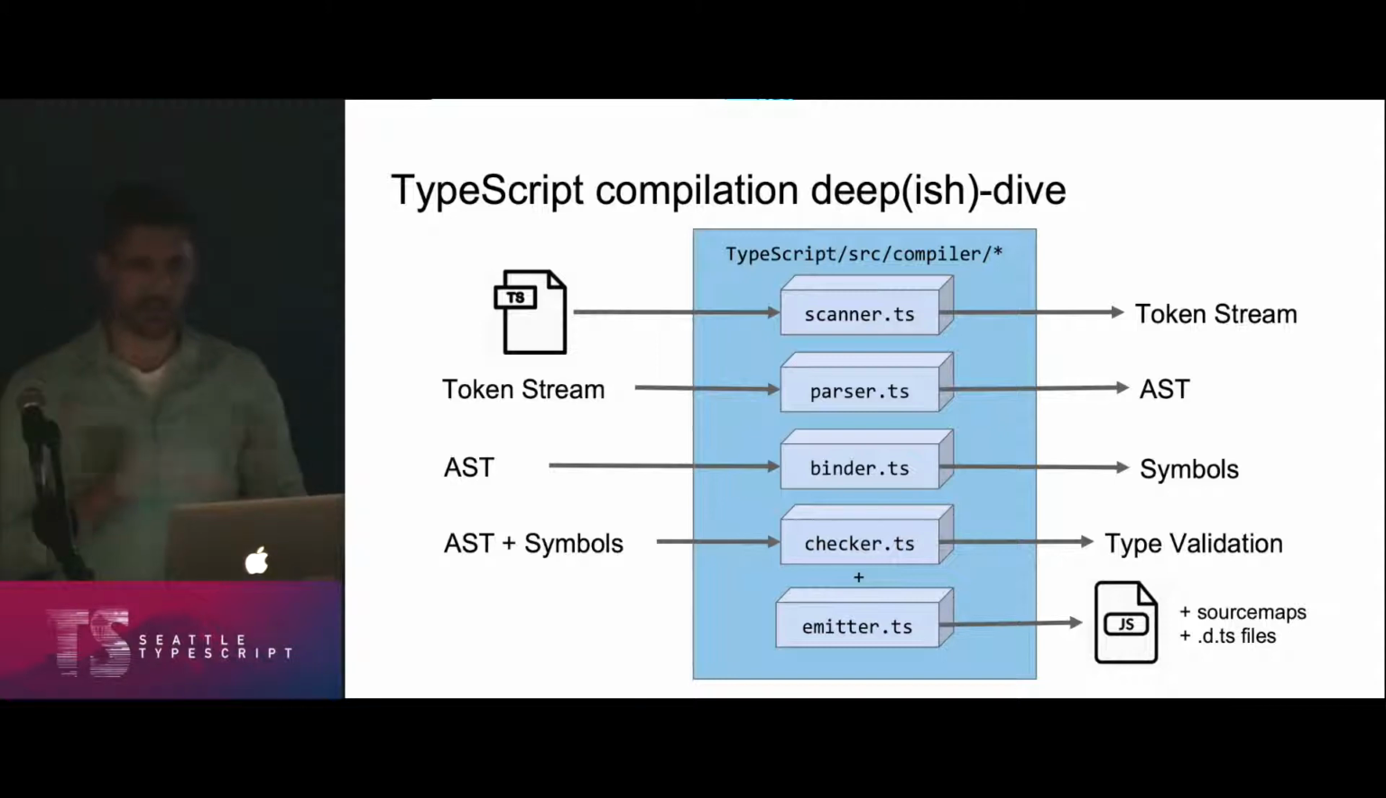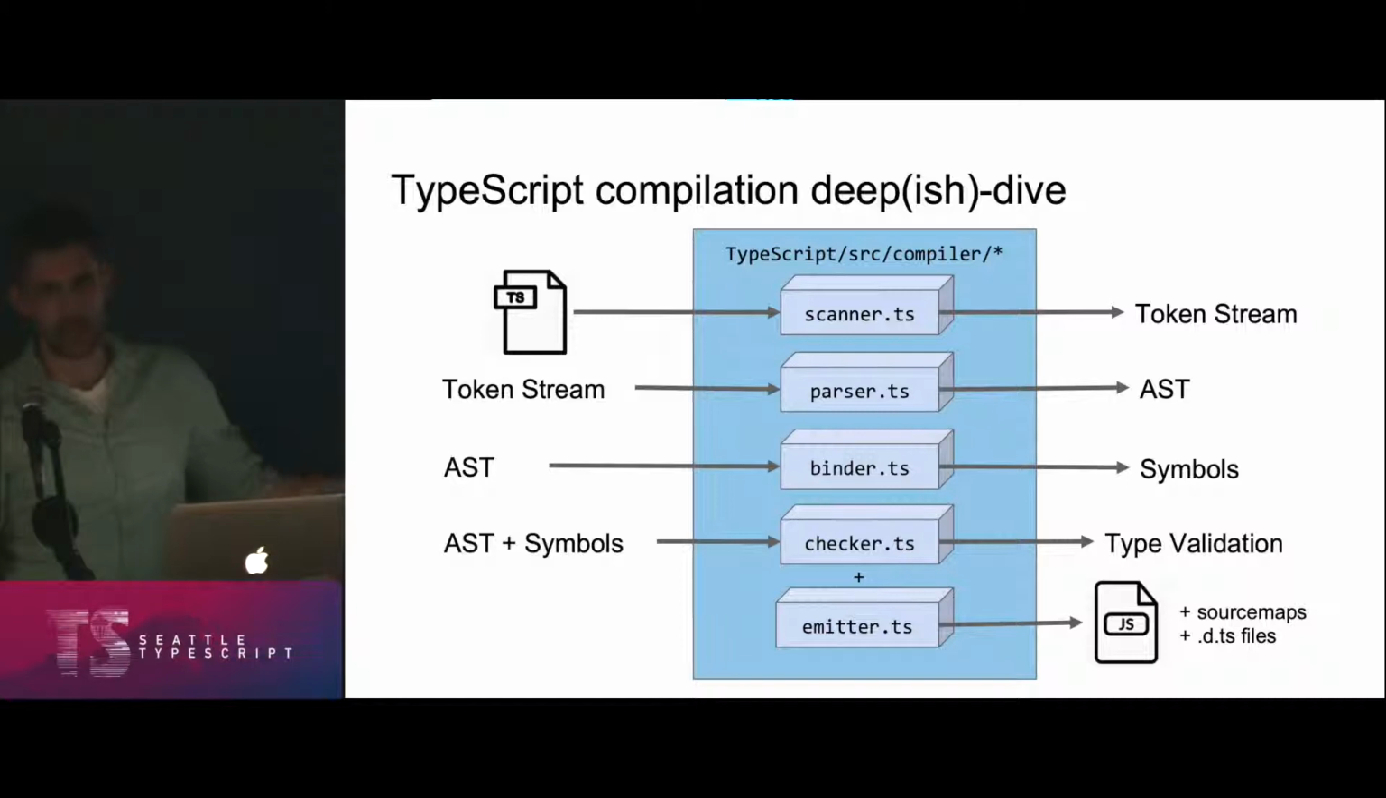And the checker is the largest, most complex part of the compilation pipeline. This file, I think the last time I checked, was over 32,000 lines long. They probably should split that up, but I don't know. GitHub won't even render it because it's too long. But this is where all the magic happens. So this is where all the type validation happens. That's one output from it.